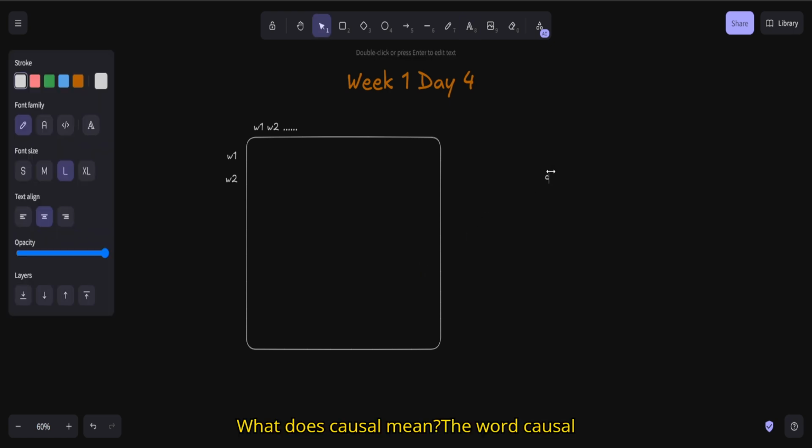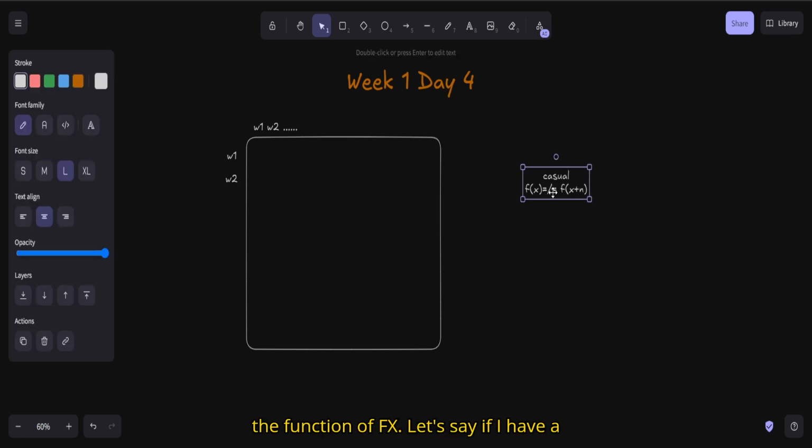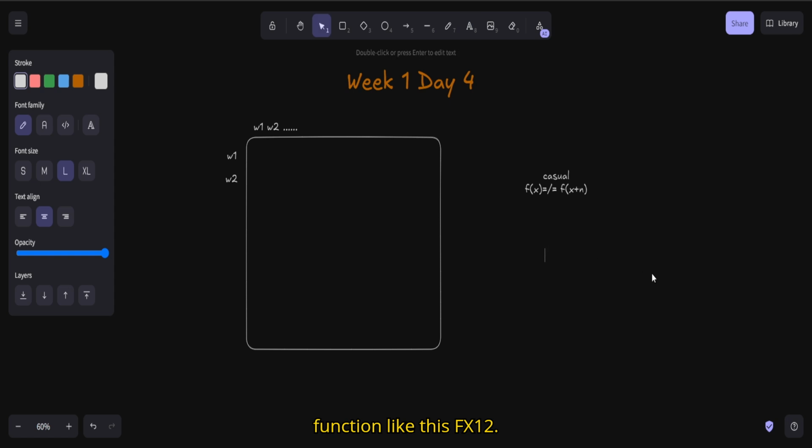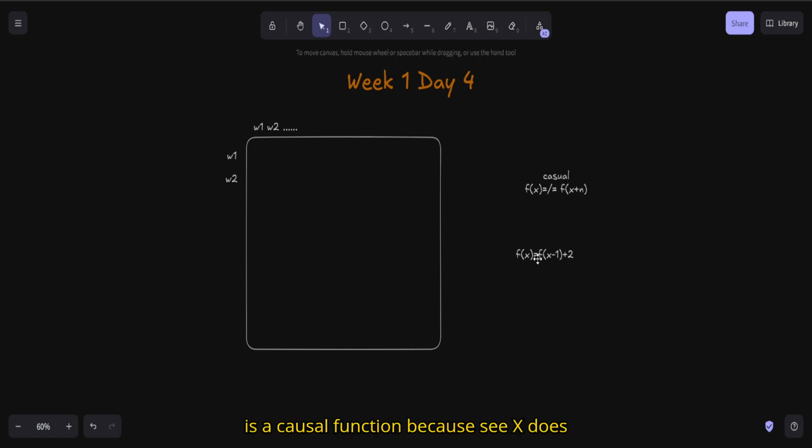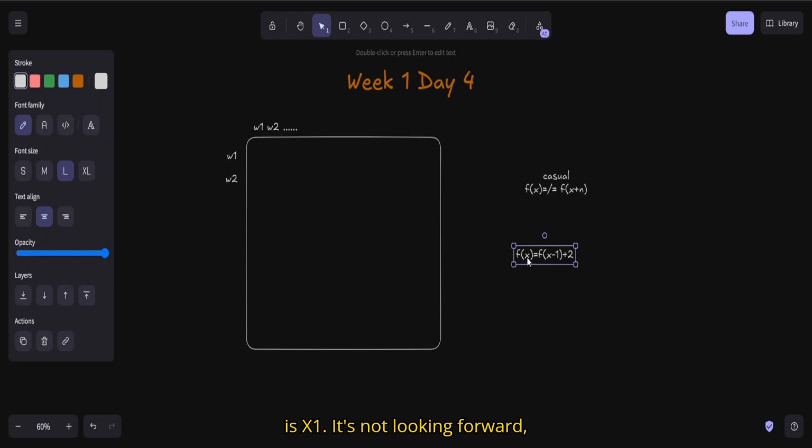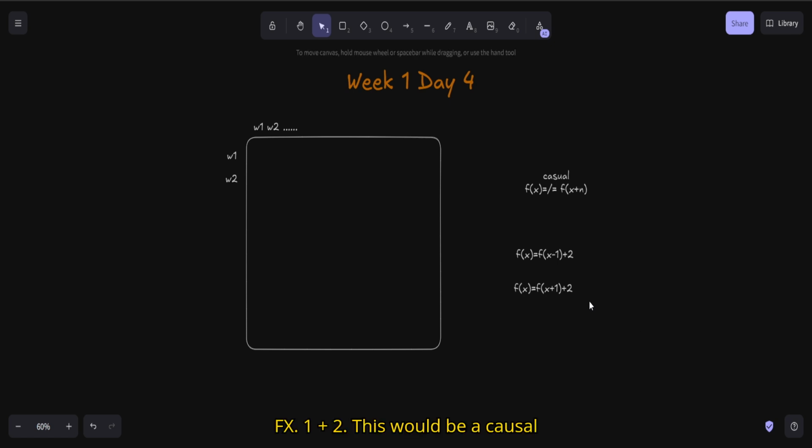What does causal mean? The word causal means that a function f(x) cannot depend on any function of f(x plus n). Let's say if I have a function like f(x) equal to f(x minus 1) plus 2. This is a causal function because it does not have any term beyond x minus 1. It's not looking forward. It's not taking in any values from the future. But if I had a function like f(x plus 1) plus 2, this would not be a causal function.